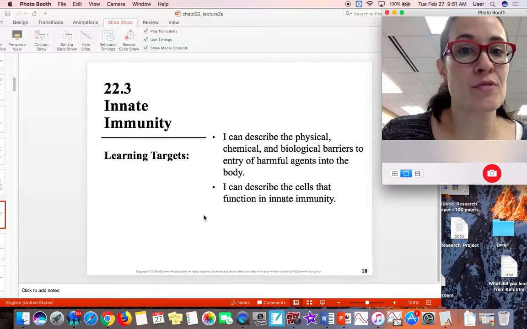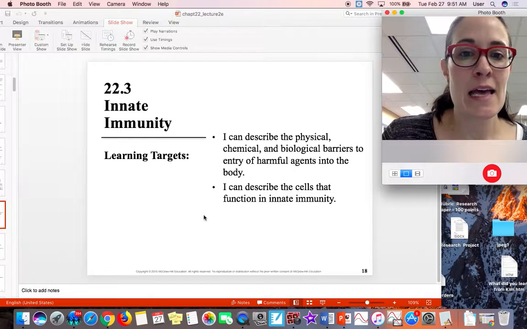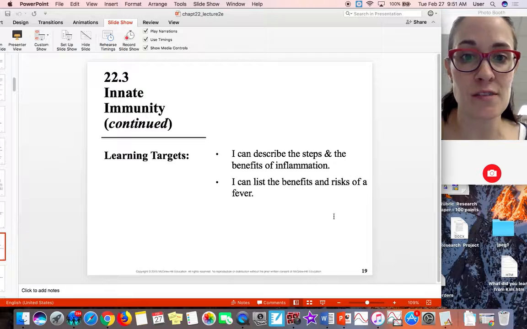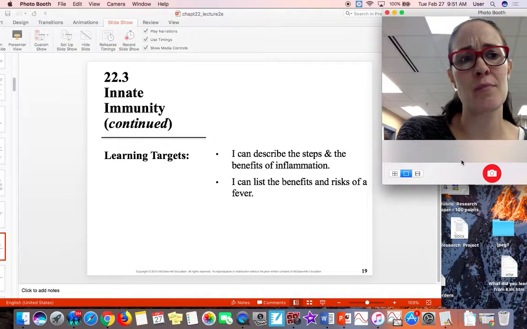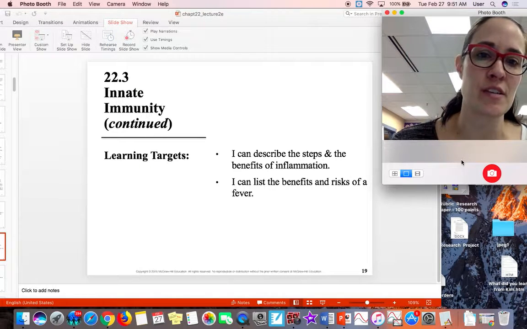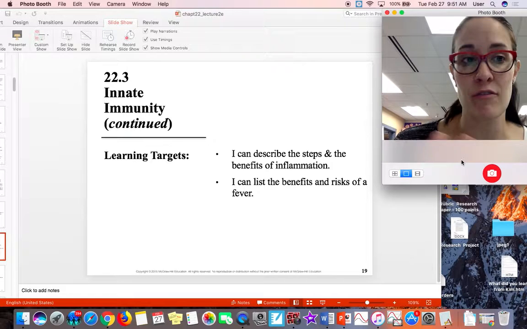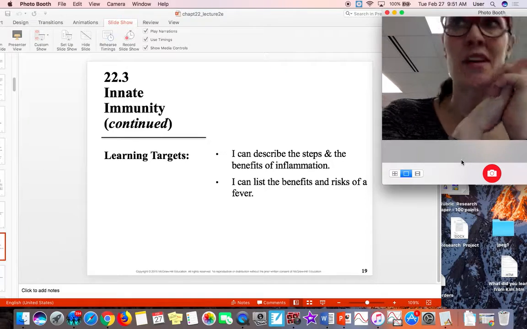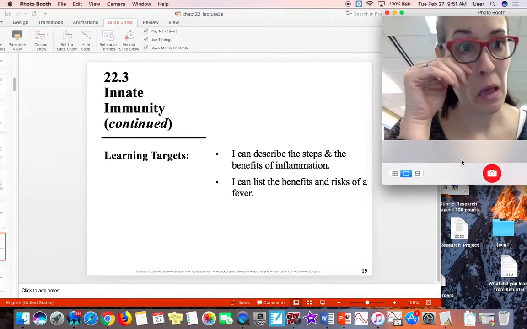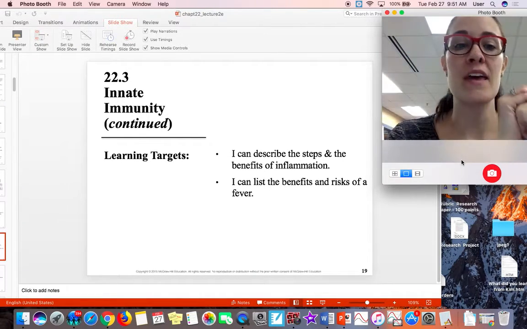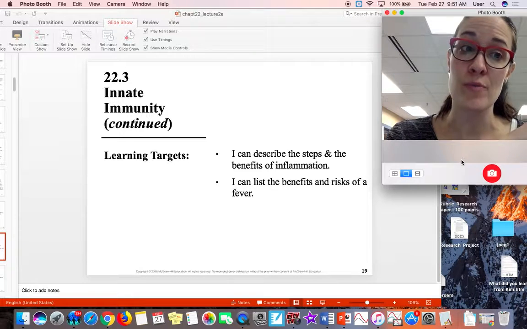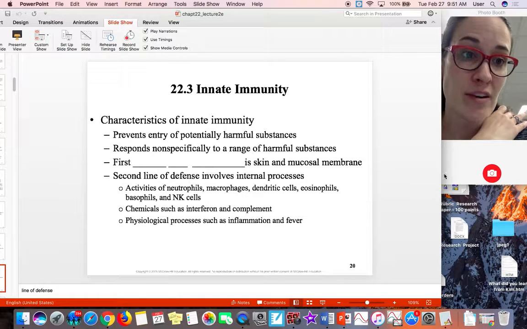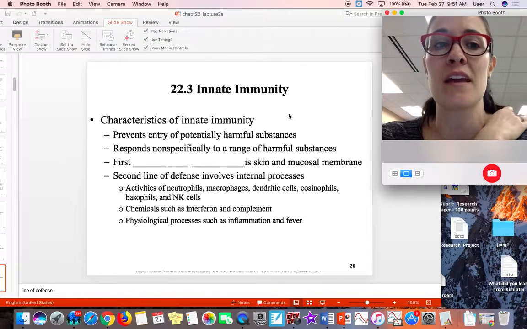So you should be able to describe them, categorize them, and then describe the cells that function, the specific types of cells. Also talk about inflammation, the steps of inflammation, and the benefits of the inflammatory response and why we even have it. Because it doesn't seem like a good thing at the time. You're like, this hurts. Why is this a thing? And then the benefits and the risks associated with a fever that you sometimes get if you have an infection. It can kind of accompany an infection.